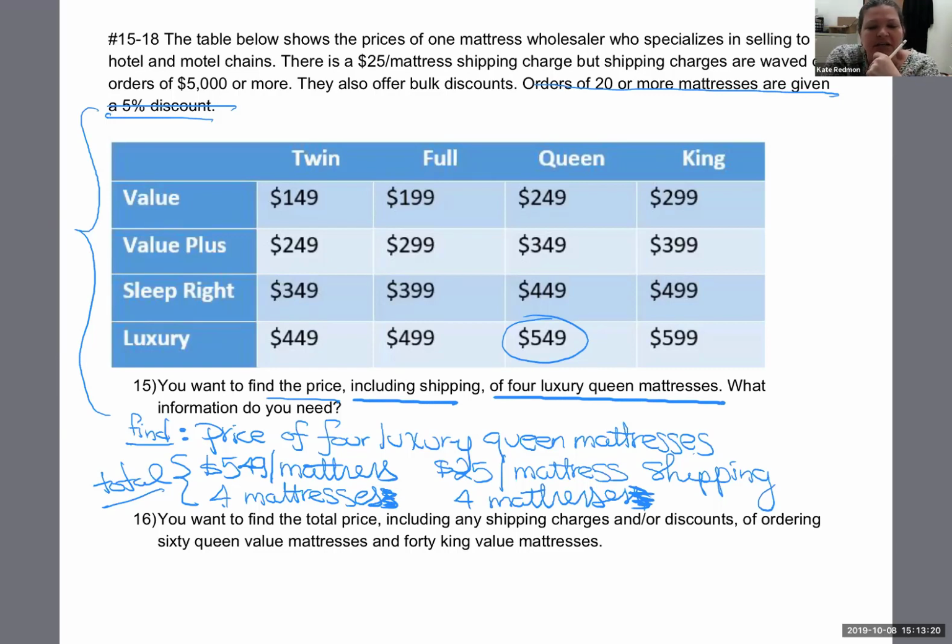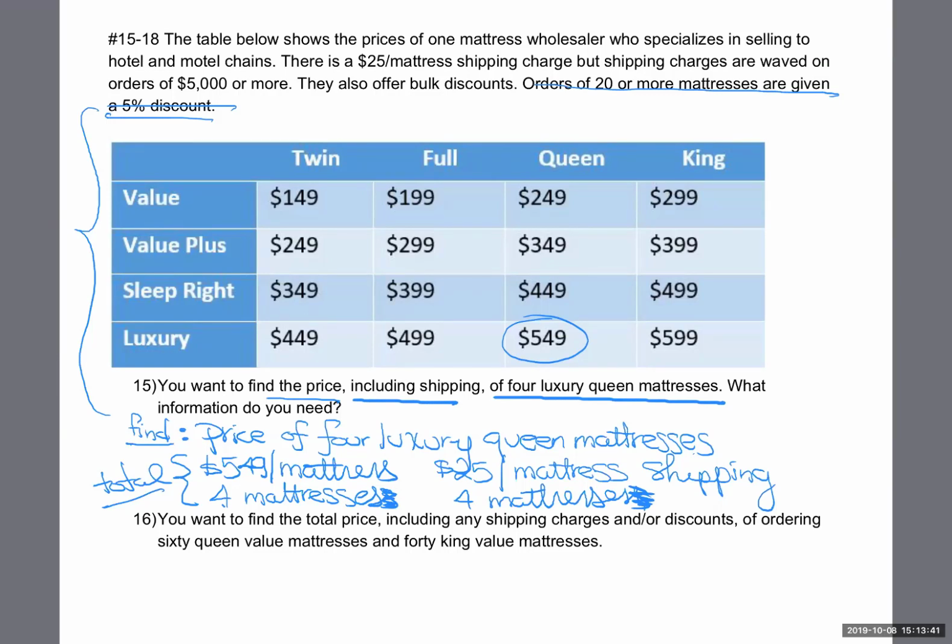Wonderful. Let's take a look at 16. You want to find the total price, including any shipping charges and or discounts, of ordering 60 queen value mattresses and 40 king value mattresses. What information do I need? What information do I need?